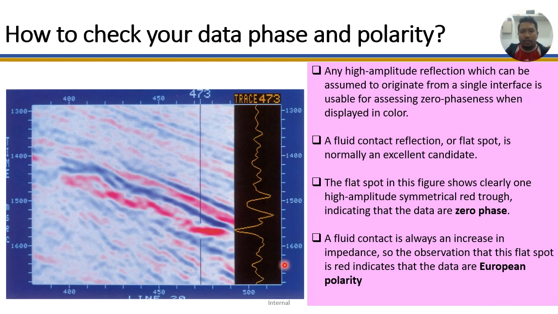If the reflection is red, then the data are European polarity, and if the reflection is blue, then the data are American polarity. If the reflection is symmetrical, then the data are zero phase, and if the reflection is not really symmetrical, then the data are probably not zero phase. In this example, the flat spot is red and symmetrical at this part, so this indicates that the data are zero phase and European polarity.